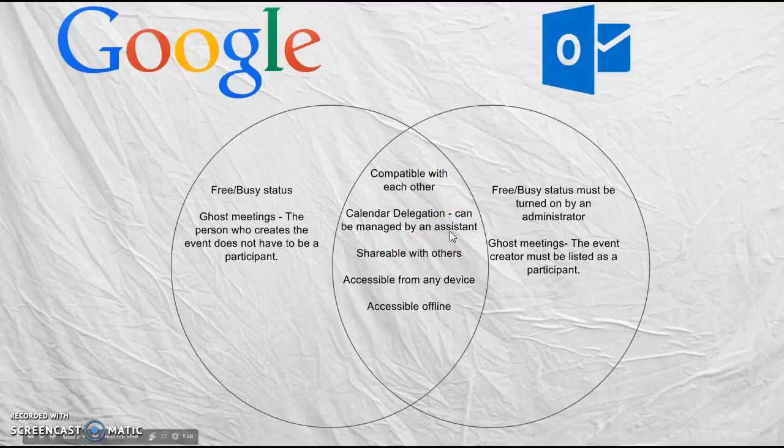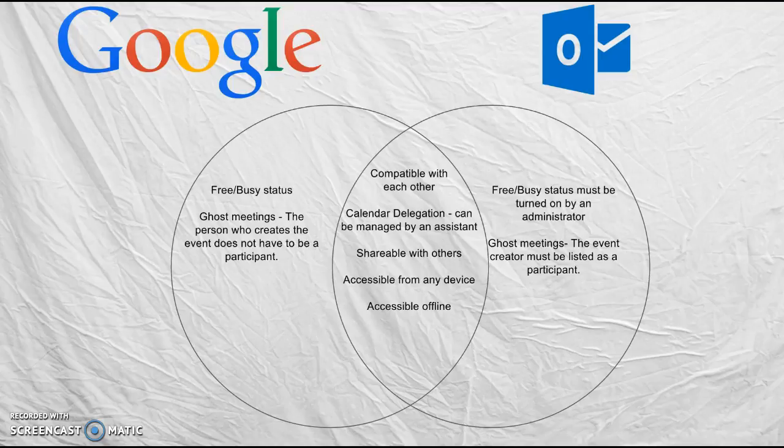On both of them you can assign a delegate to your calendar where you can have someone else go in and manage your calendar, add meetings, change things on it. You can share your calendars with other people. They're accessible from any device, and they're both accessible offline. And when you access them offline, they'll sync back with your calendar when you log back into the internet.